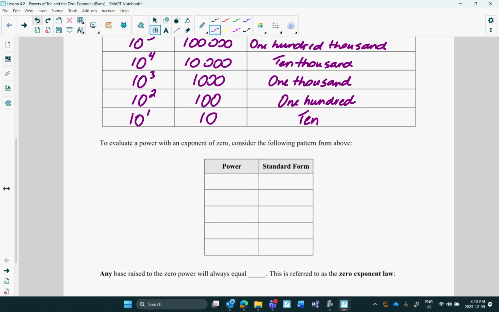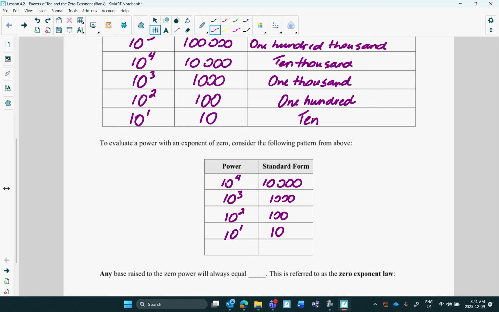Now, what about this exponent to the power of 0? What's 10 to the 0? Let's follow the pattern. We know all these.